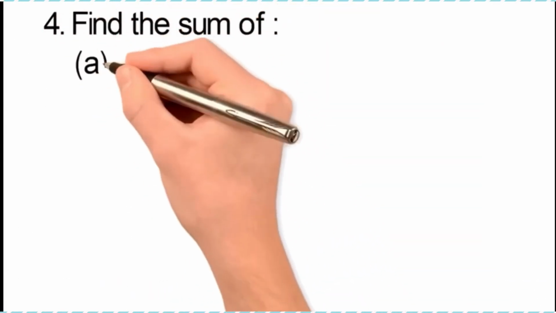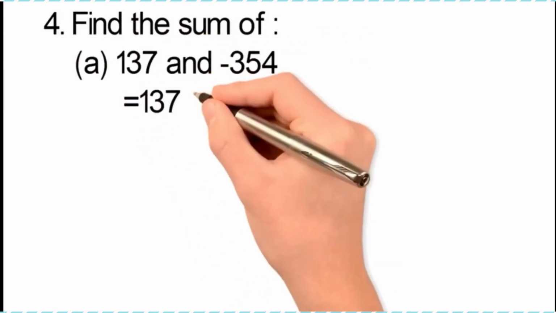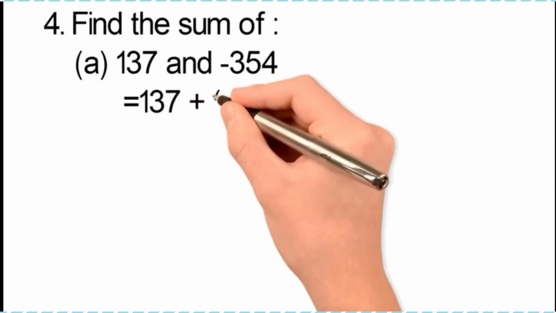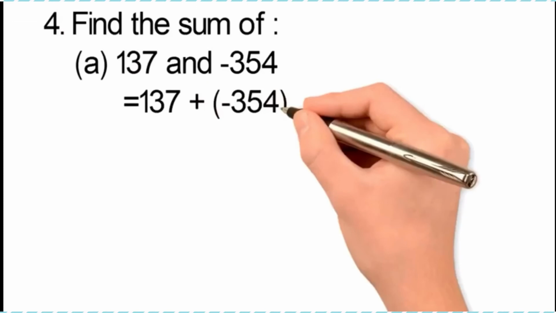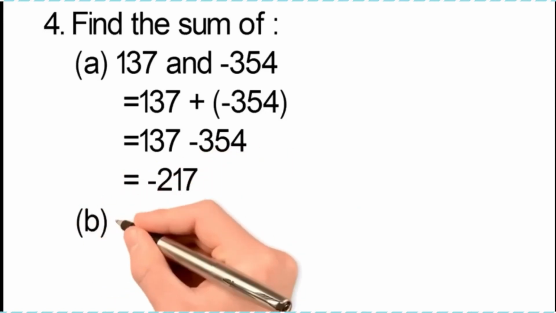The next question we have is find the sum of the following. 137 and minus 354. 137 plus bracket minus 354. If you open the bracket, it will be again subtraction according to the sign rule, and as the greater number is negative, the answer will remain negative. Always remember the sign rule, that's going to help you to solve the equations given in this particular chapter. So the answer will be minus 217.